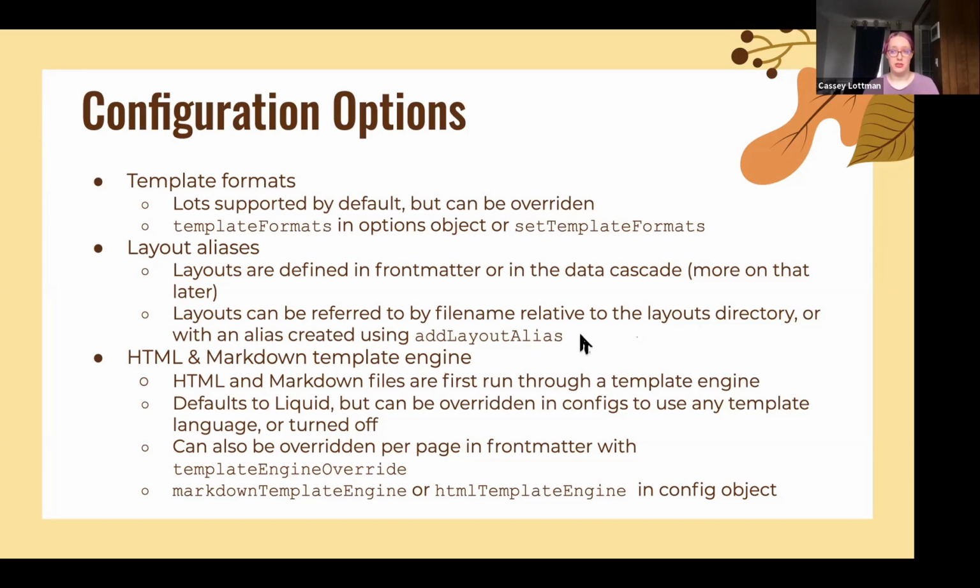But I just saw a note in the docs, and there's a GitHub issue reference, it's number 445 in GitHub if you're curious, that there's actually a bug with that right now. It doesn't work to set it in the data cascade. It has to be in front matter for this particular key. And we'll talk a little about the data cascade later. For the most part, anything you can set in front matter can be set in the data cascade, but templateEngineOverride is special. And if you want to set these in the config object, it'll be markdownTemplateEngine or htmlTemplateEngine, or you'll see both of them if both of them are getting overridden.